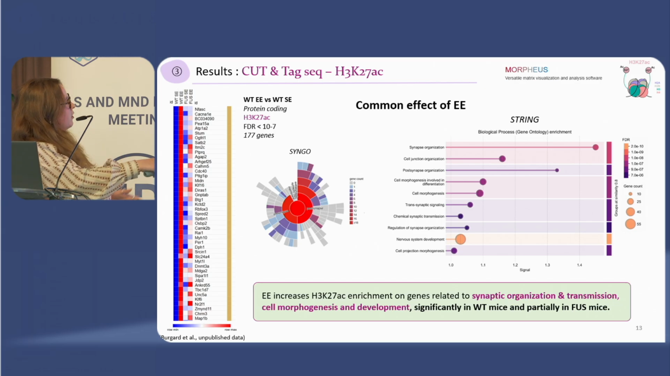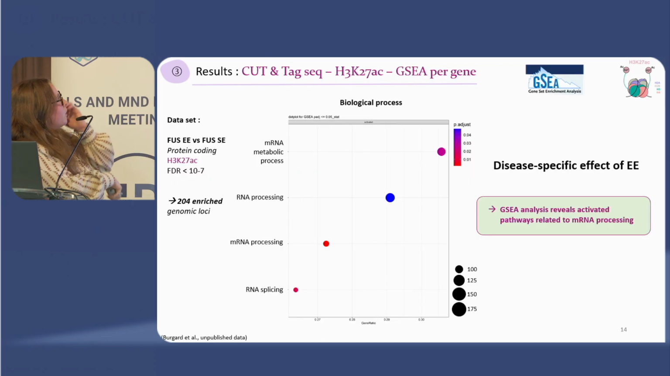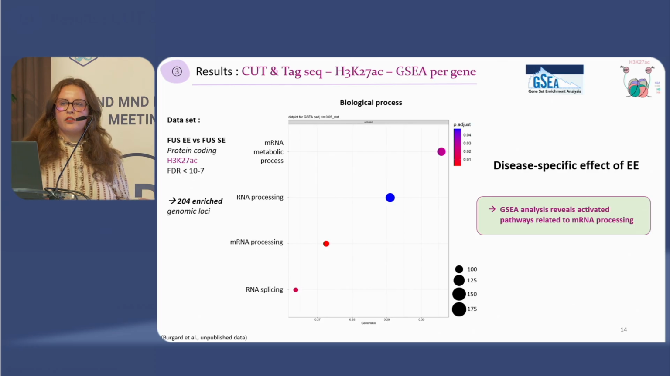Sorry, I lost the pointer. On certain genes here, like that. And we identify in fused EE and fused SE datasets some mRNA metabolic processing, RNA processing specific, this is a specific effect of EE after the GSEA analysis. And this is very interesting because FUS is an mRNA binding protein.